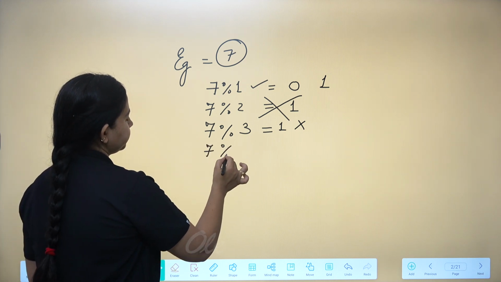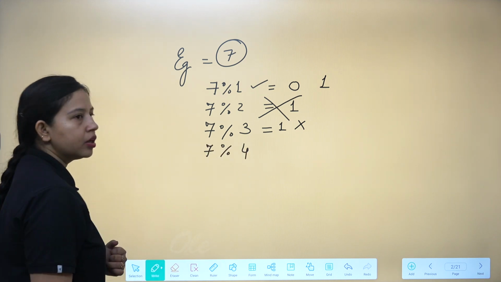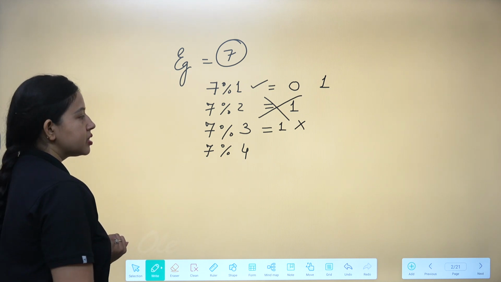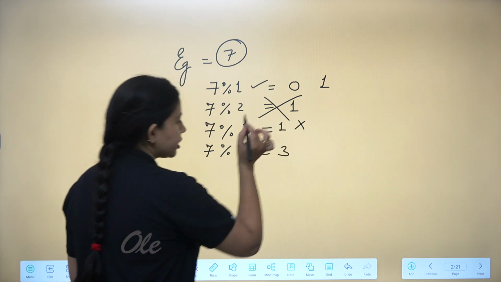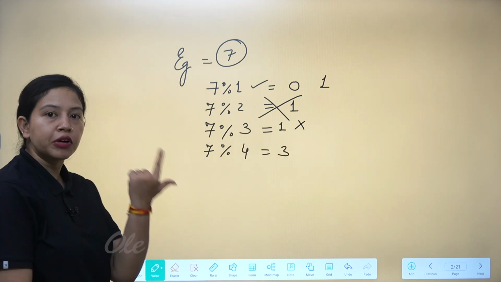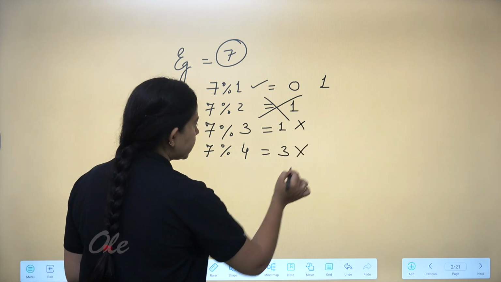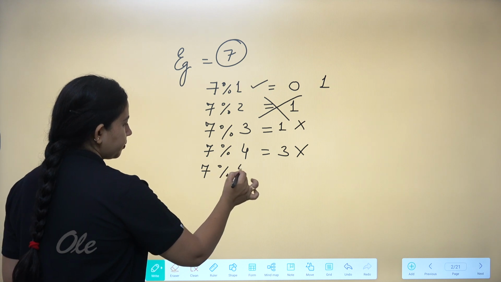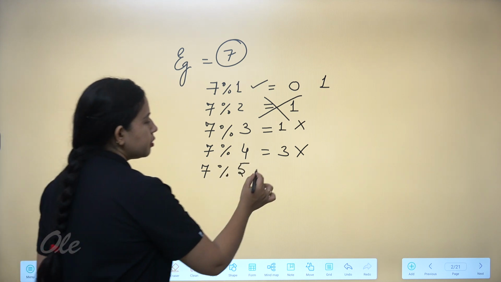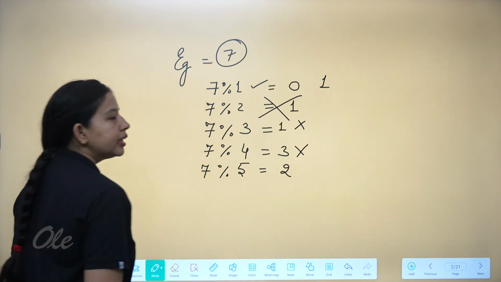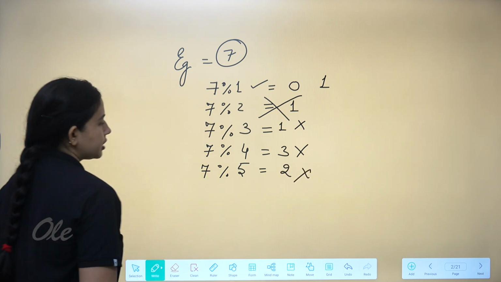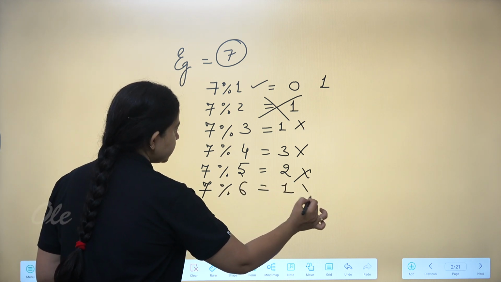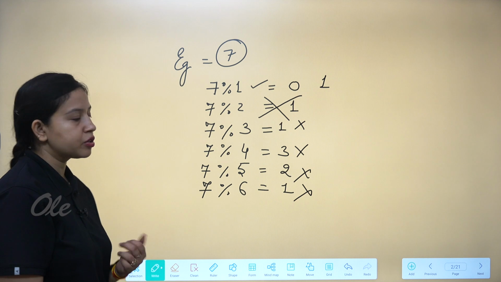Moving further, that is 4. In 4, as you can see, 4 1s are 4, 4 2s are 8, so this time you will get 3 as a remainder because it divides only one time. So it is also not a factor of 7. Then 5. If we talk about 5, 5 will return 2. So it is also not a factor of 7, followed by 6. The remainder is 1, so it is also not a factor of 7.